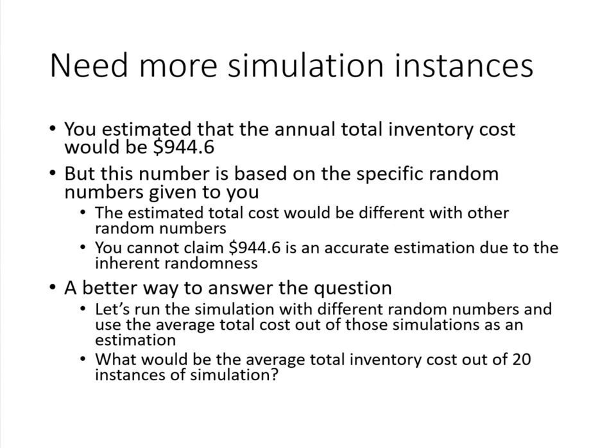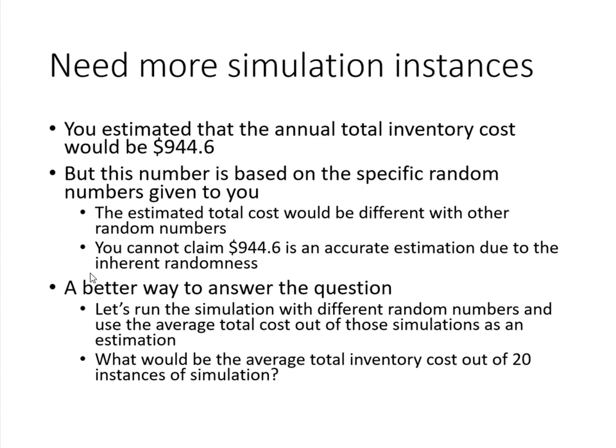Okay, so we build a model. Using the random number that was given to you, we figure out that the estimated annual total inventory cost is 944.6. But watch out, this is the total cost based on the specific random numbers that were given to you. In other words, if we use a different set of random numbers, the resulting total cost will be different.